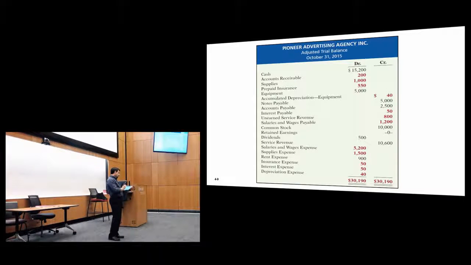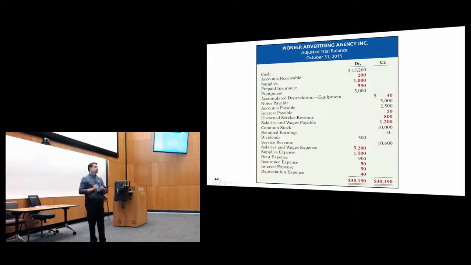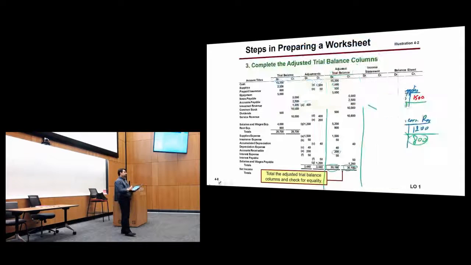As you can see, the balance in cash was 15,200. The balance in accounts receivable was 200. We go back here. We have the same information here. This is accounts receivable. But as you can see, they are not listed in the same format as the official adjusted trial balance. Because this one, as you remember, was listed in the same order that they appear in the ledger.